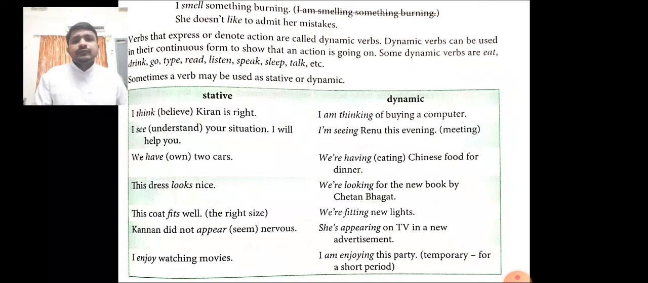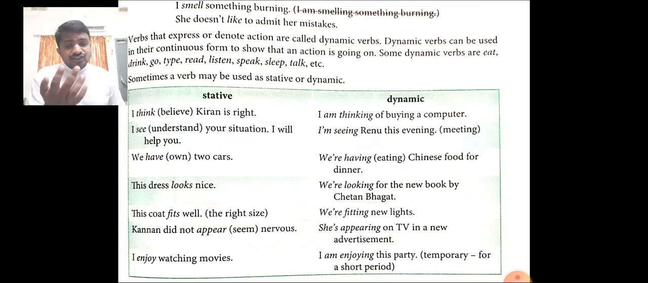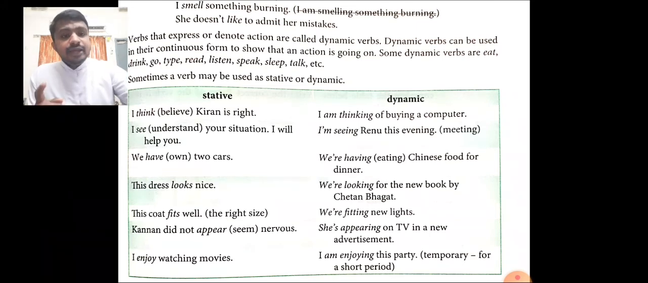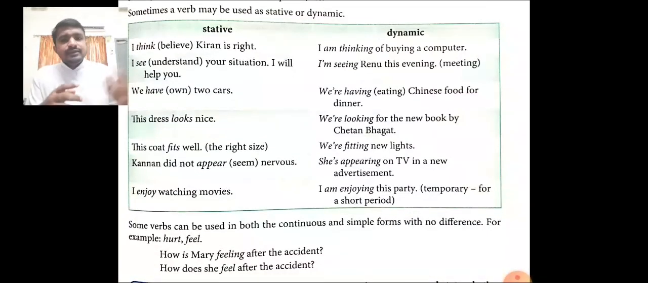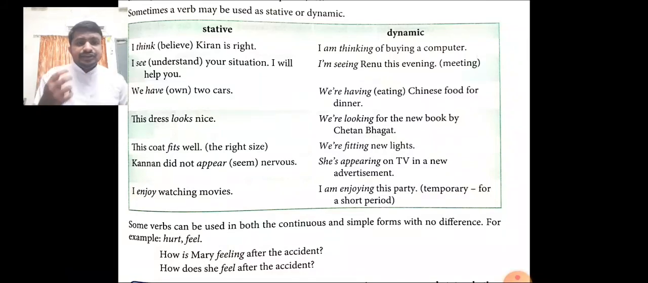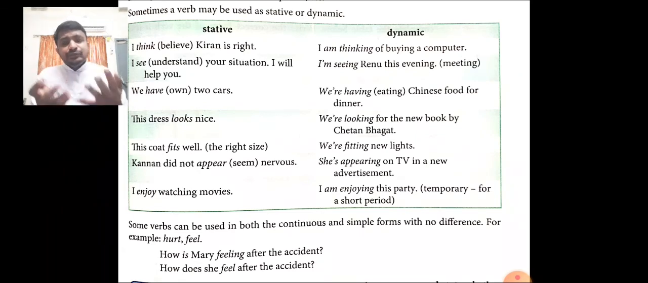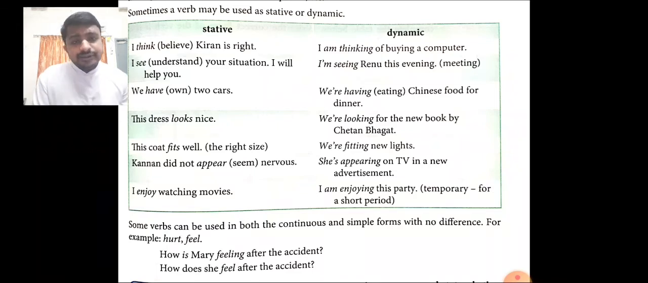Or, we have two cars. That's a stative verb. But we are having Chinese food for the dinner. So, there, have has come as a dynamic verb. Some verbs can be used in both the continuous and simple forms with no difference. For example, hurt or feel. So there are a few verbs that can be used either in the simple form or in the dynamic form.